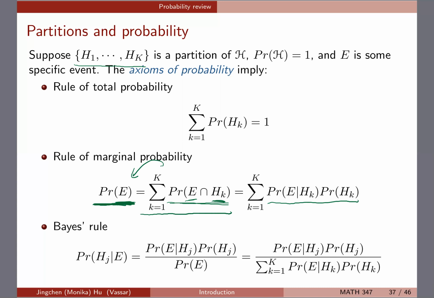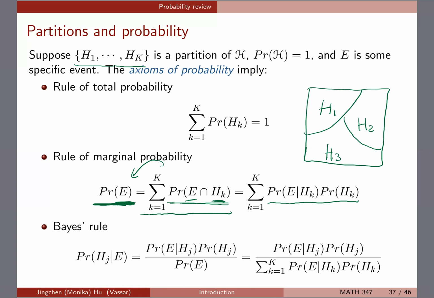To give you a quick demo, suppose I have a partition of 3 events, H1, H2, and H3. Now, I want to find out the probability of another event. Let's say the event of this circle, which is E. So what would you do? Based on the rule of marginal probability, you will, first of all, get this part, that's the intersection of E and H1. And then you get the intersection of E with H2, and then lastly, E with H3. And then the sum of all of the joints will give you the marginal of E.